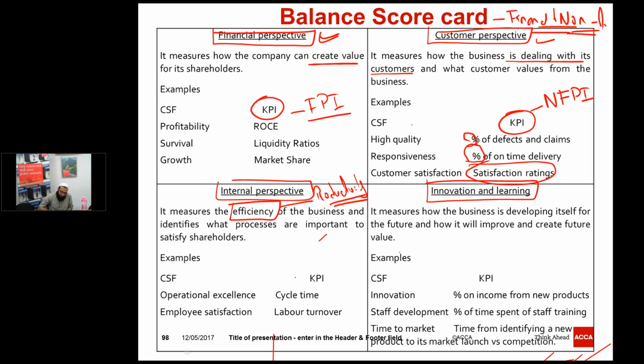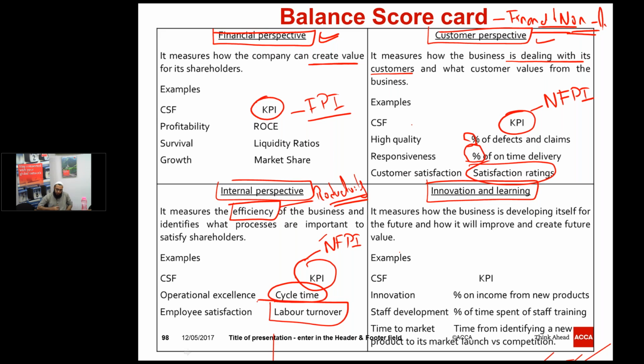So you need to check the internal efficiency through, again, non-financial performance indicators like cycle time. So what is cycle time? How many days it took to complete a job? The more the days, the less efficient the company is. So cycle time should be seen.